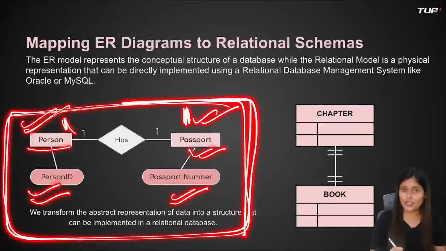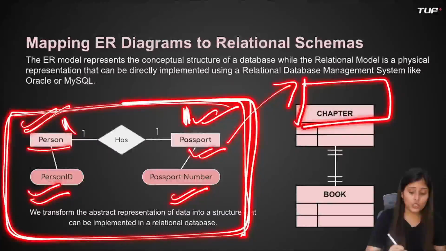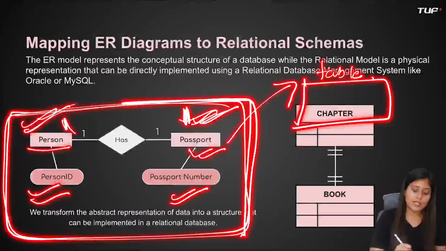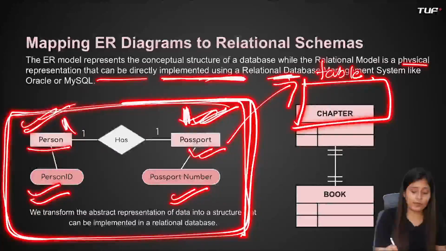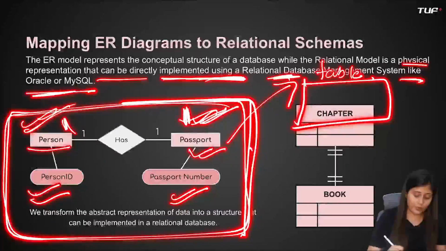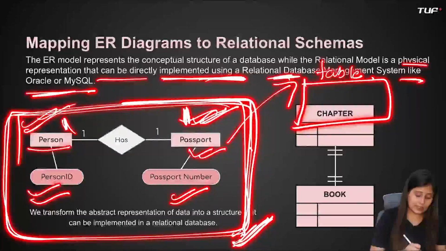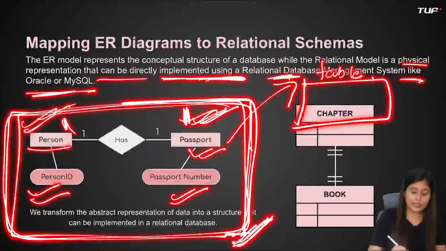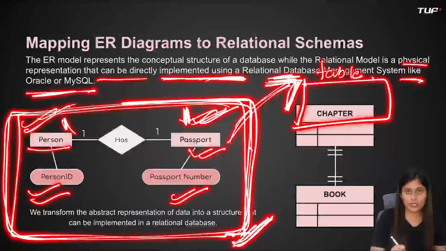Here the actual data does not exist. But when we talk about the relational model, the actual data and the actual tables consist of these attributes and entities. So it is a physical representation that can be directly implemented using an RDBMS system like Oracle. With this structural or logical implementation, we can implement this ER model inside the physical device, that is a relational database model, with the help of Oracle or MySQL.